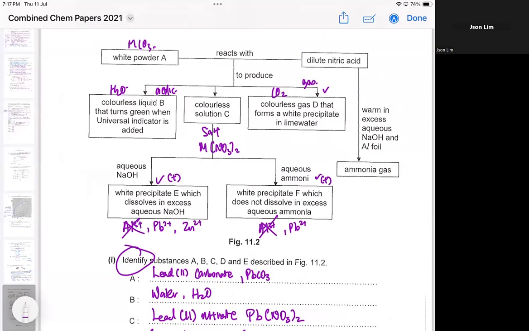The one with aqueous ammonia, white PPT, soluble in excess, this one is zinc. Zinc is the only one that has a positive ion test and is soluble in both of them. Lead and aluminium are not. Lead and aluminum are only soluble in sodium hydroxide excess, but not aqueous ammonia excess. That's why I'll choose lead over here, because aluminum you don't need to know.